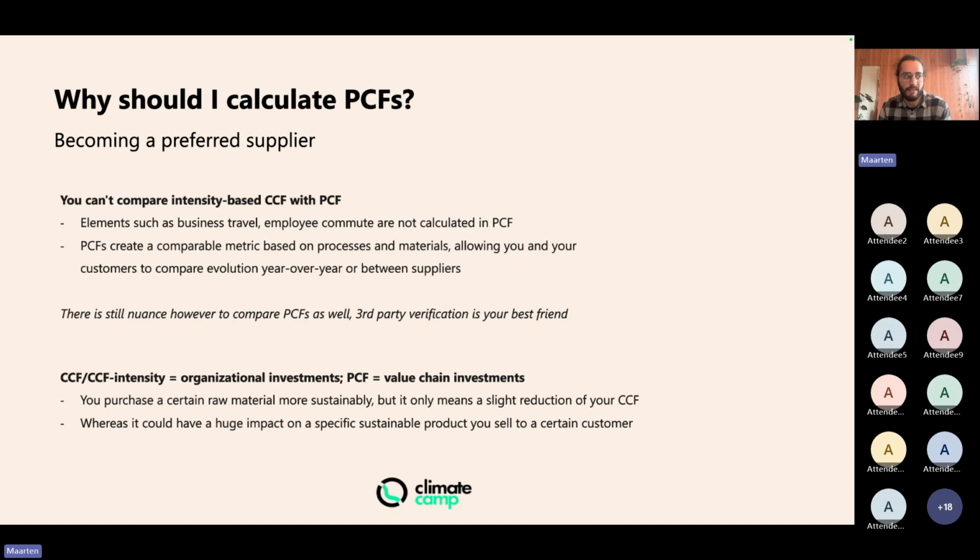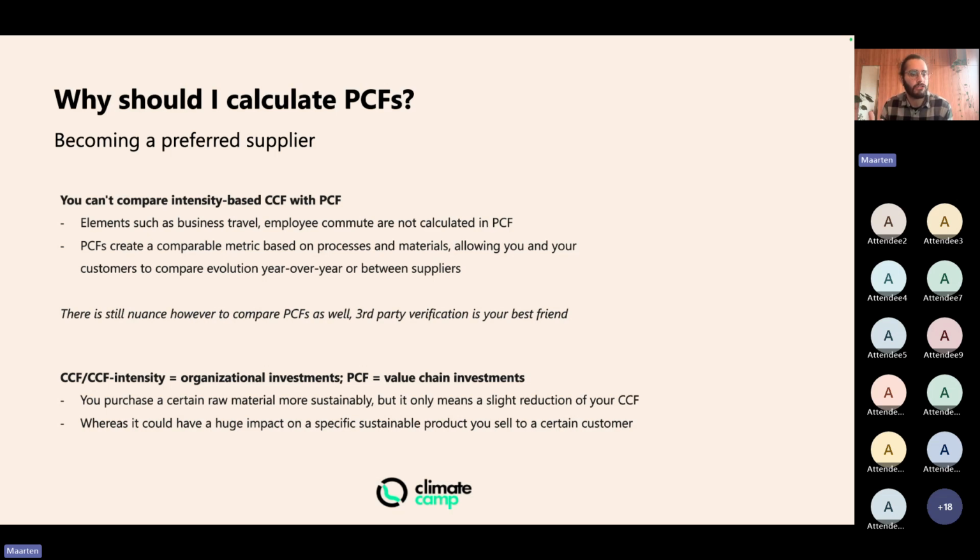Now, CCF and CCF intensity show organizational investments, whereas PCF shows value chain investments. As I've mentioned before, suppose you purchase a certain raw material and it's more sustainable than what you purchased before. In the grand scheme of your corporation, it might only mean a slight reduction of your CCF. You buy a certain batch, but you have many different products and many different sites. So in the grand scheme of things, it has a minor CCF reduction. Whereas if you use the sustainably sourced goods for a specific product, it might have a major impact on its PCF value.